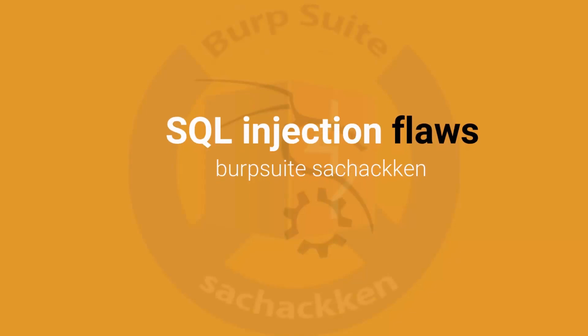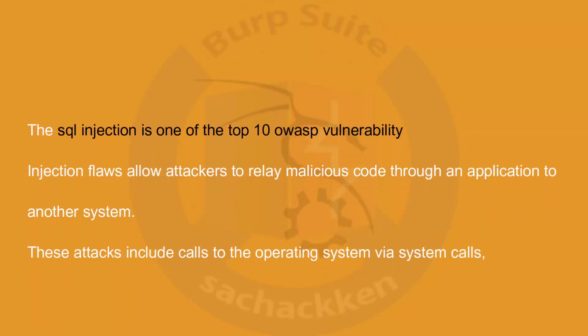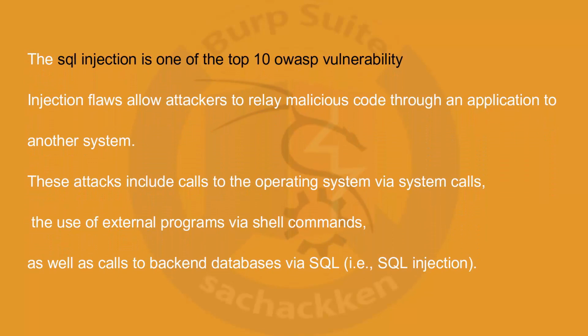In this video, you are going to learn how to test for SQL injection flaws. SQL injection is one of the OWASP top 10 vulnerabilities. Injection flaws allow an attacker to relay malicious code through an application to another system. These attacks include calls to the operating system via system calls, the use of external programs via shell commands, as well as calls to the backend database via SQL injection.